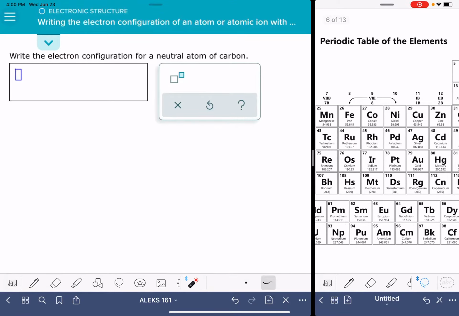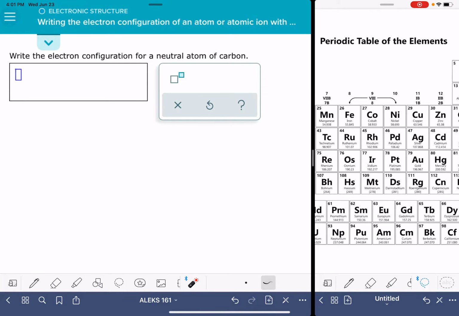In this video, I'll show you how to solve the ALEKS problem called writing the electron configuration of an atom or atomic ion with S and P electrons only. So in this problem, you're going to be asked to write the electron configuration of an element. It's either going to be a neutral atom, or maybe a cation, or maybe an anion. If you have a cation or an anion, it's also going to tell you what the charge is on that element, whatever it might be.